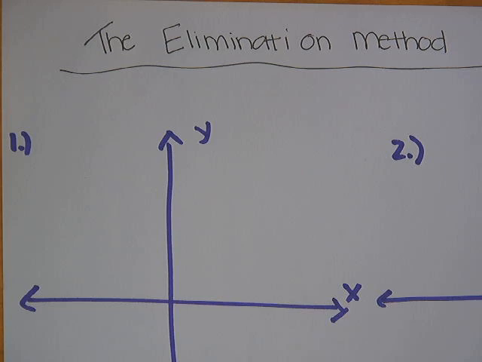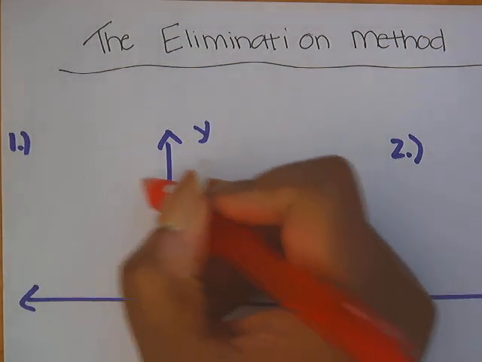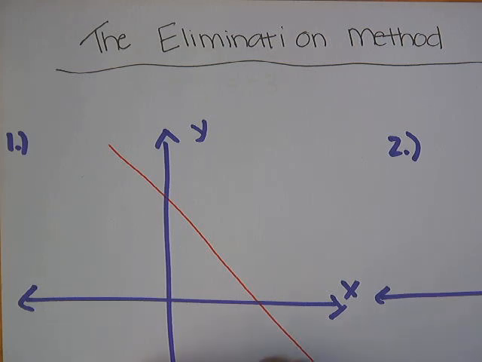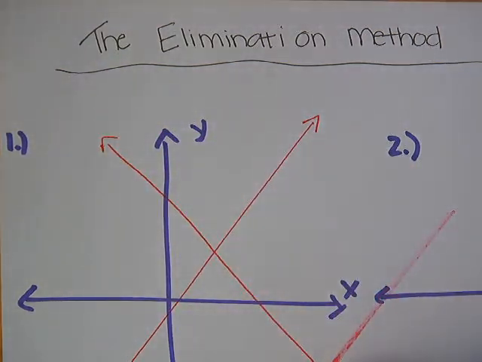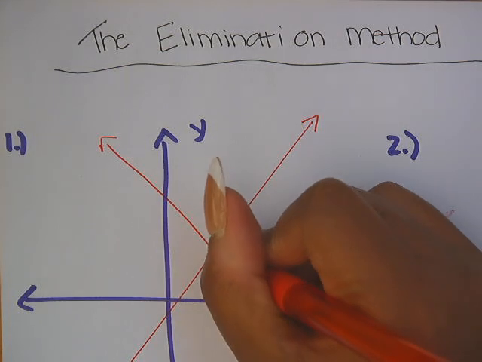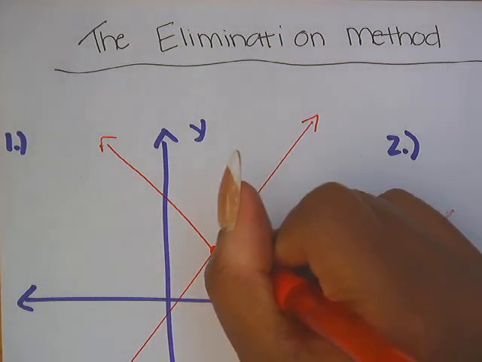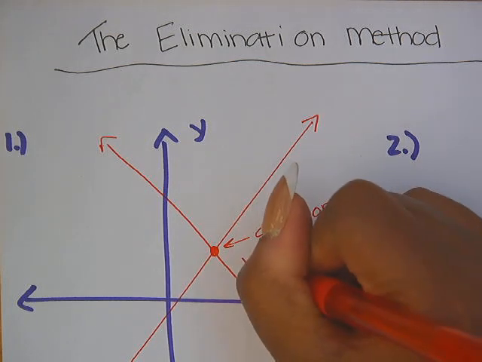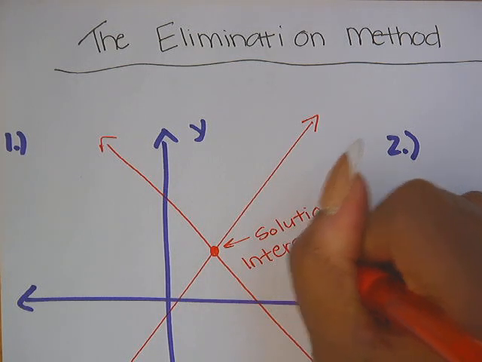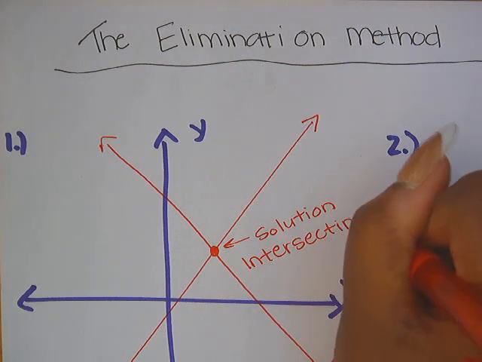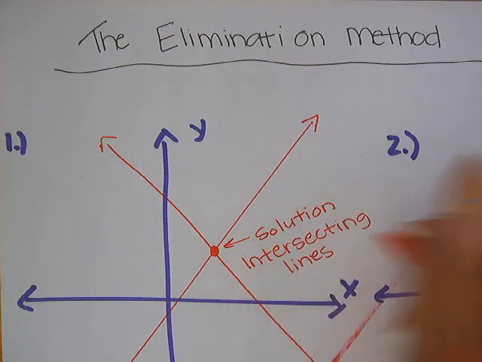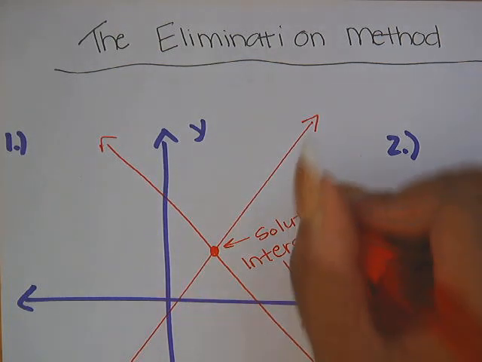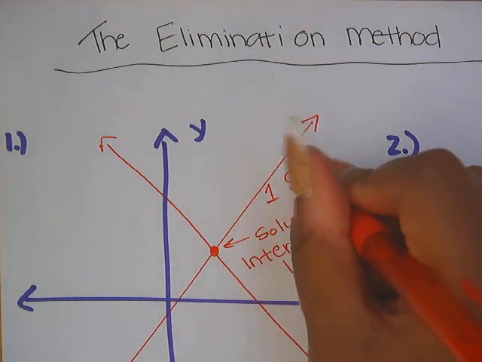The first solution is that with intersecting lines. So this is just an imaginary system. A system is two lines or more on one graph. The first type of solution is an intersecting point. So the solution is where those two lines cross, intersecting lines. So just like we see one point, this system has one solution.